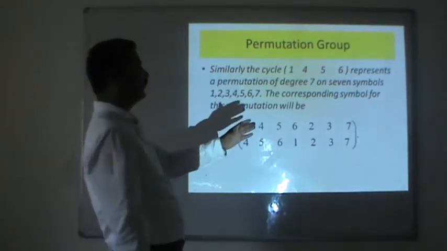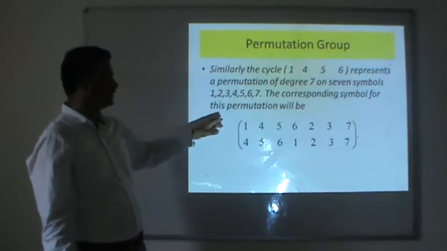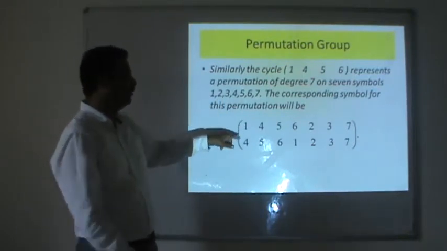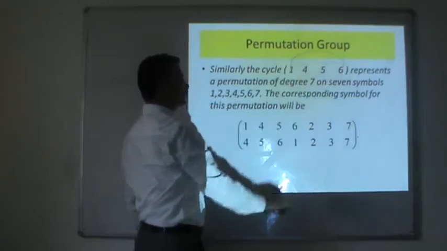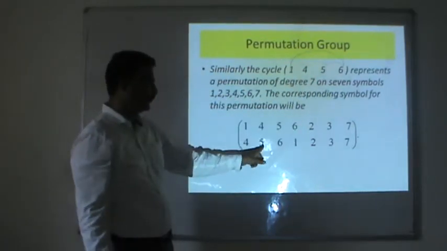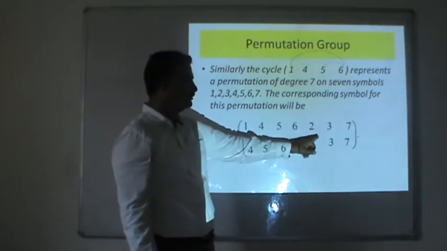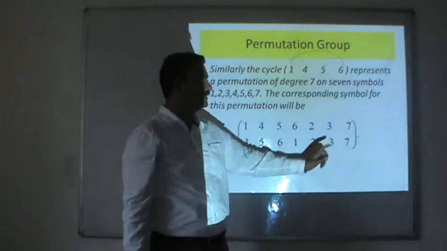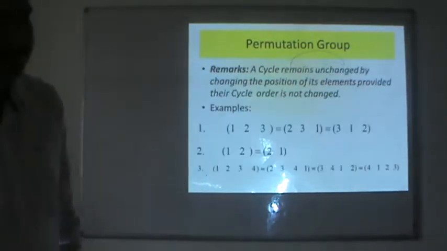Similarly, the cycle (1, 4, 5, 6) represents a permutation of degree 7 on the 7 symbols, and the corresponding symbol for this permutation will be: 1 goes to 4, 4 goes to 5, 5 goes to 6, and finally 6 goes to 1. And the remaining 2 is mapped on 2, 3 mapped on 3, and 7 mapped on 7. All the missing elements are unchanged.